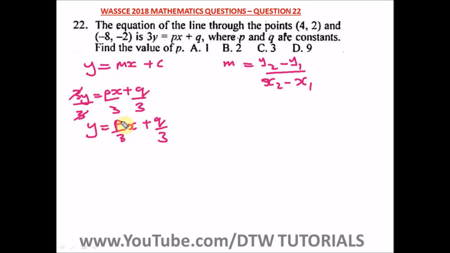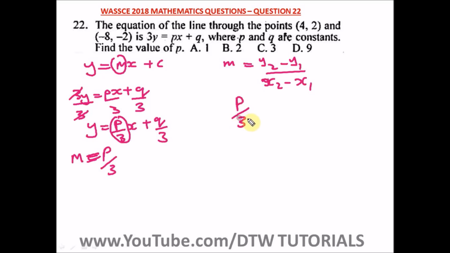So m is equal to what? From here, this is m here. So m is equal to P over 3, okay? Our question says find the value of P, so we're looking for P. All we need to do is put the value of m equal to P over 3 into this equation, and we'll get our value for P, okay?